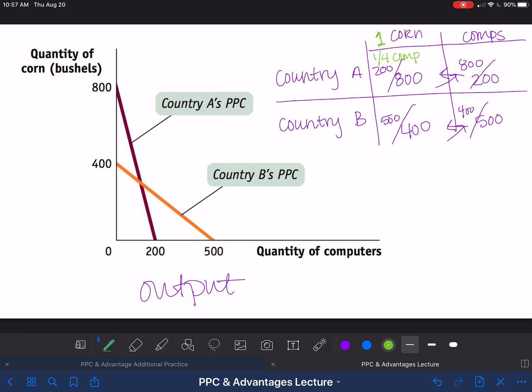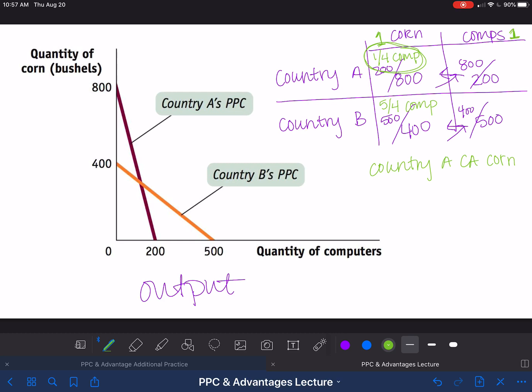Now let's look at country B. So country B, one corn costs them how many computers? Well, the only denominator is 100. So if we pull 100 out of both, we're going to get 5/4 of a computer. So who's giving up the least computers to make one corn? That would be country A. So country A will have the comparative advantage in corn because they're giving up the least amount of computers to make one corn. Now let's go to the computers.